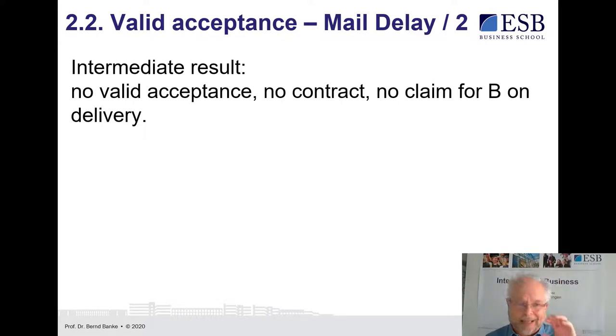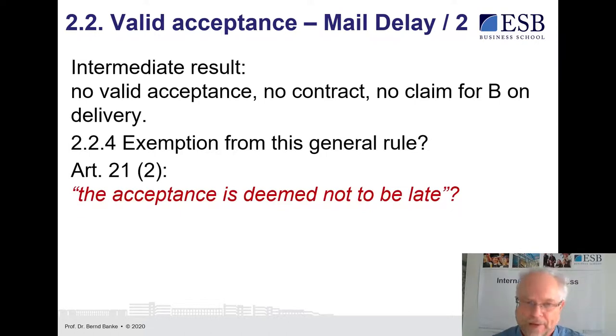Say the case would stop over here, that would mean the acceptance is not valid because there was a time limit set. The time limit was not kept, whatever the reason. Let's just take it as it is. There is no contract, and basically at that state, there is no claim. I can almost hear you yell in front of your screens: yes, I know there is an exemption from that rule, and that exemption is found in Article 21, second paragraph. What you see down there, the red letters, is the legal consequence of that article.